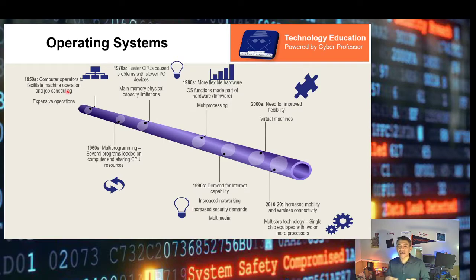It required manual intervention from a person in order for the computer to do something for you. It was very expensive to operate a computer in those days, so that is a characteristic of the computers used in the 1950s. In the 1960s, on the other hand, multi-programming came into effect. Several programs were able to load on a computer and share the resources given by the CPU. So this was a major development in the 1960s.